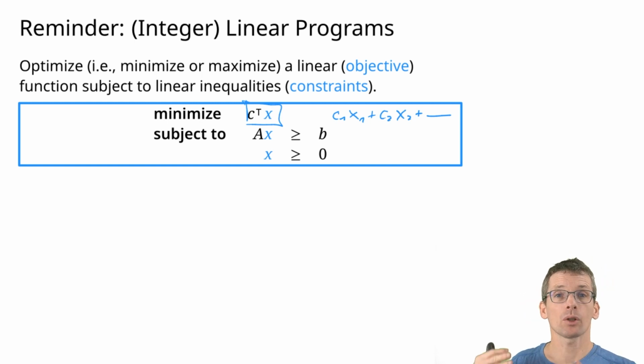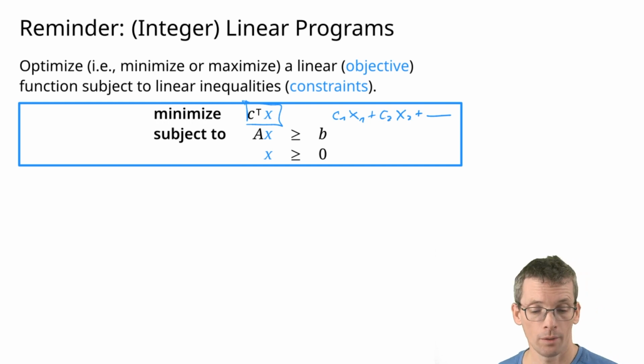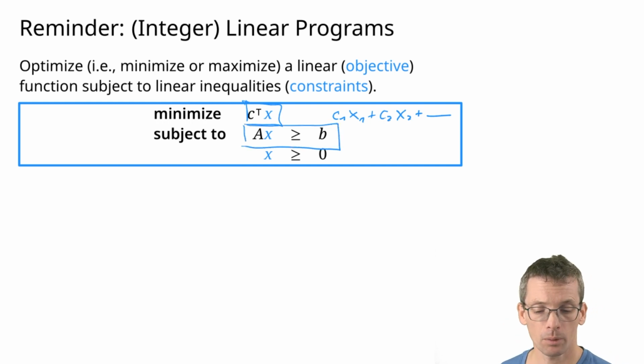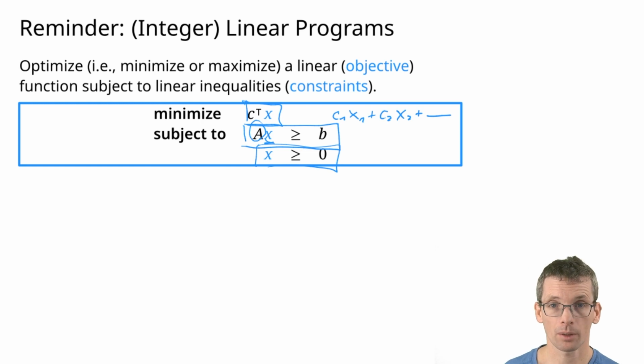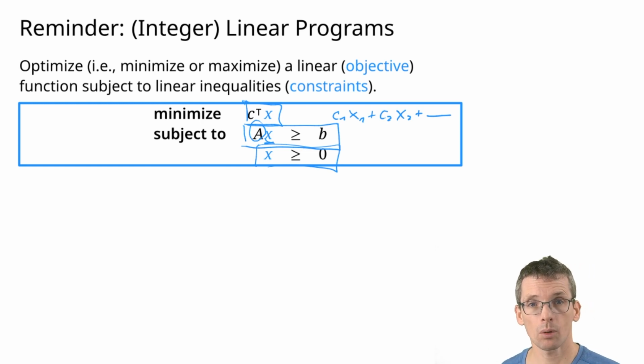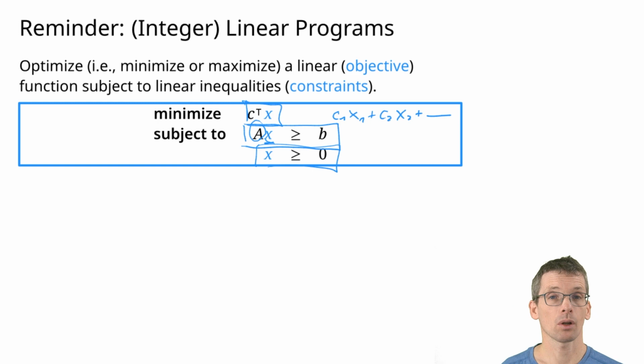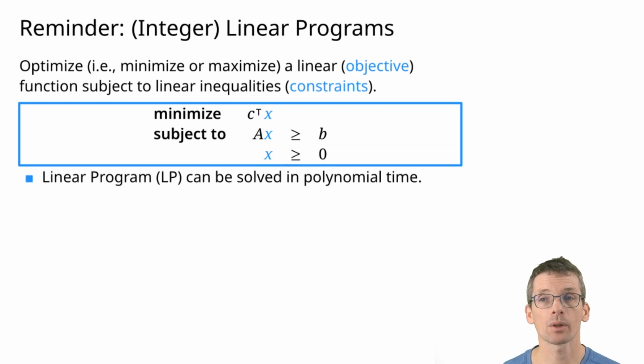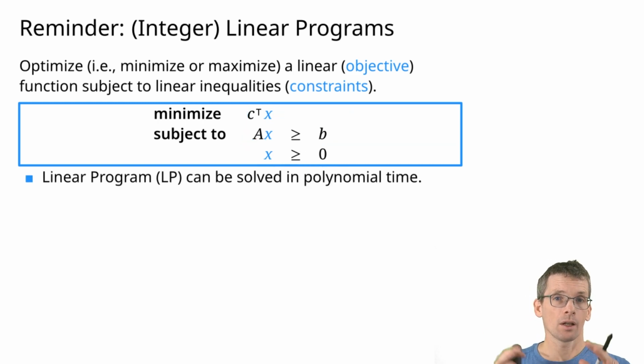And then we want to minimize subject to linear constraints. So those are written with a matrix A here, the vector of variables x, and this should be larger or equal b, again a vector. And we assume we have non-negative variables. So this is a linear program. Linear programs can be solved efficiently, both in theory as in practice. Now for today, we'll be focusing on the theory.